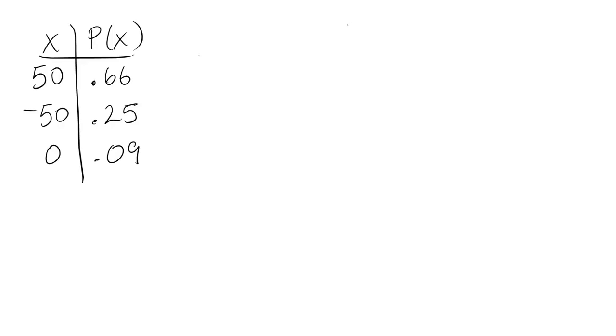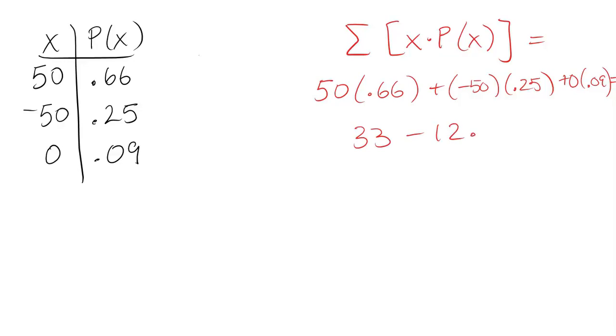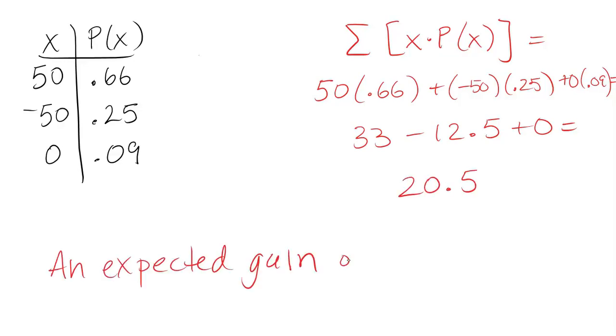So the way I like to organize it is to actually do the arithmetic off to the side. I write the formula out. I'll multiply each outcome by its corresponding probability. I'm going to use those parentheses again just so that it looks nice. 50 times 0.66 is 33, and negative 50 times 0.25 is negative 12.5. 0 times anything is 0. I subtract here and I get 20.5. So that's an expected gain of $20.50.